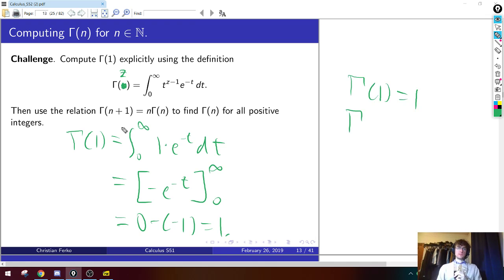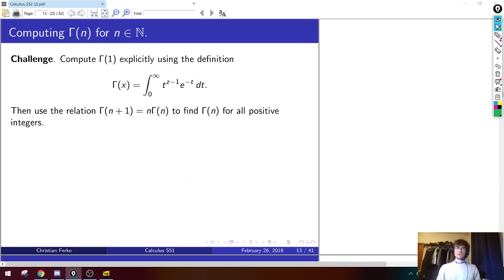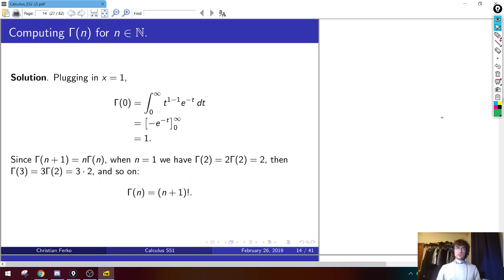And then using this formula that we proved last time by integrating by parts, gamma of 1 plus 1 is gamma of 1, which is 1. And then gamma of 2 plus 1 is apparently 2 gamma of 1, which is 2, and then it continues onwards. So 1, 1, 2, and then 3 times 2 is 6, and then so forth. So this actually proves that it has the factorial property, right?